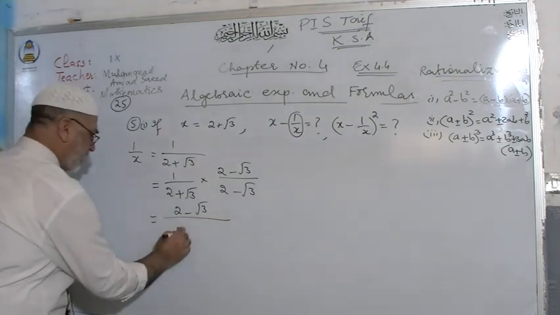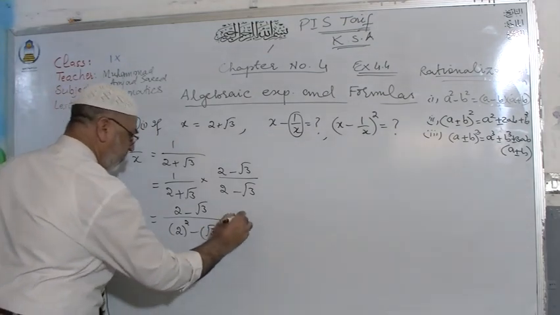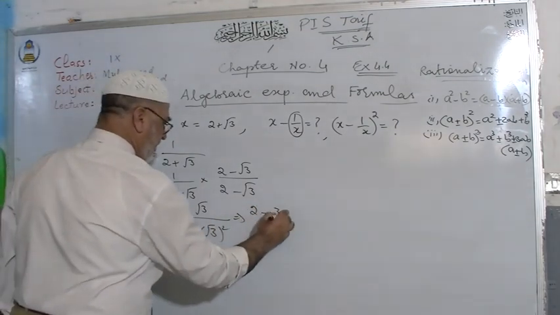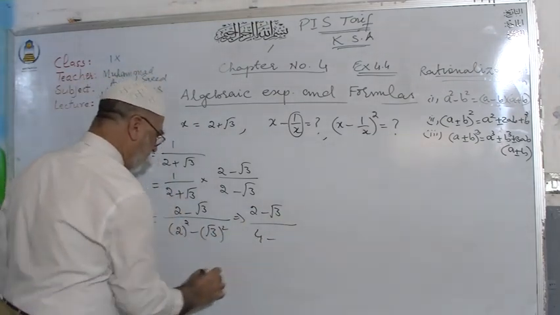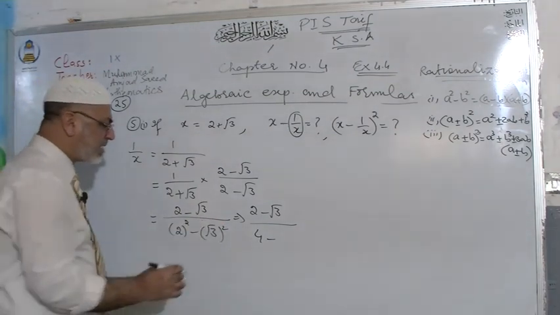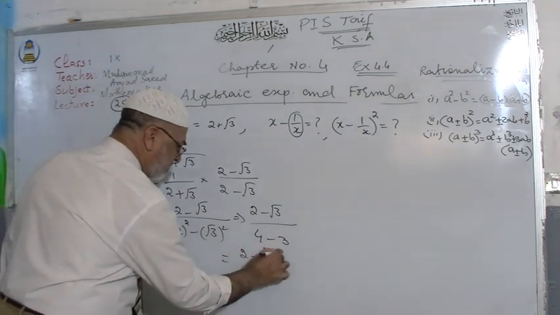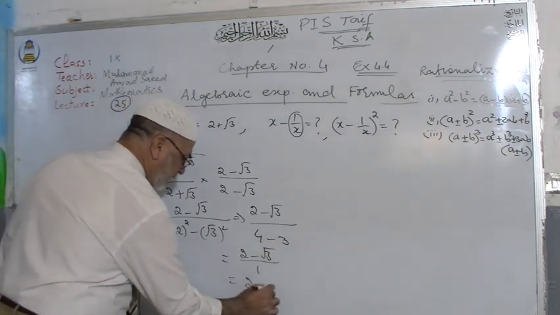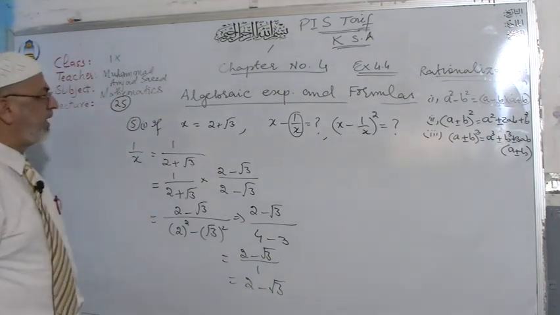Here is first square minus second square. 2 minus root 3 divided by 2 square, which is 4, minus root 3 square. Square and square root both cancel out and we are left with 1. 2 minus root 3 over 1, 2 minus root 3. So this is the value of 1 over x.